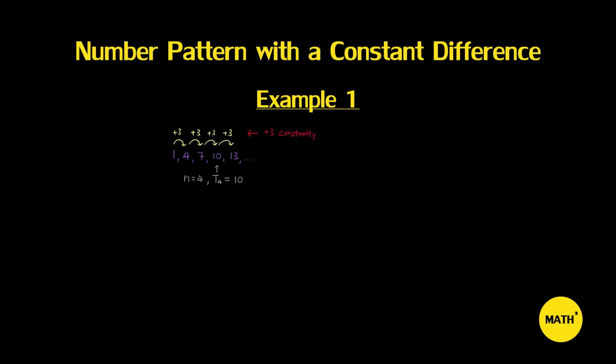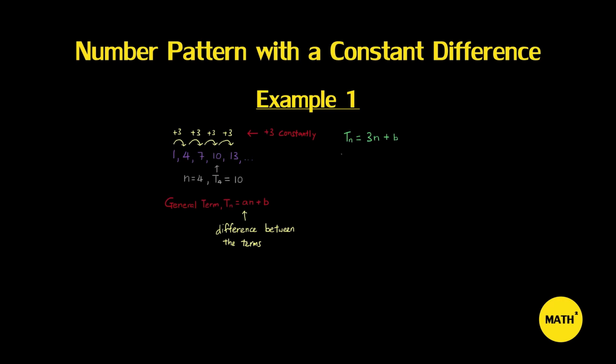For this distinctive type of number pattern where the difference between the terms is constant, the general term is in the format of Tn equals an plus b, where a and b are constants to be determined. a corresponds to the difference between the terms, which is positive 3 in this case. Thus, we have Tn equals 3n plus b. To find b, we can simply sub in any n term.